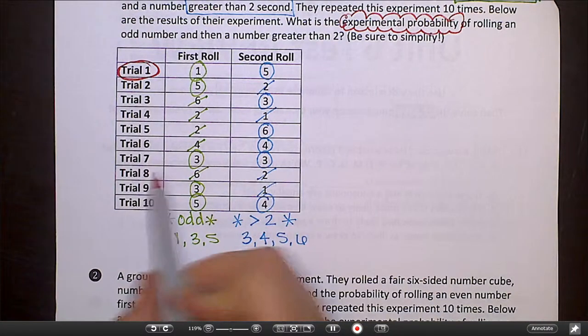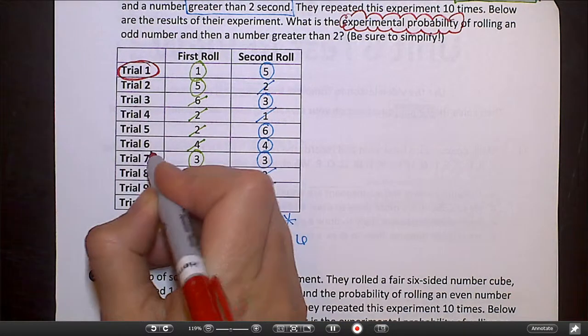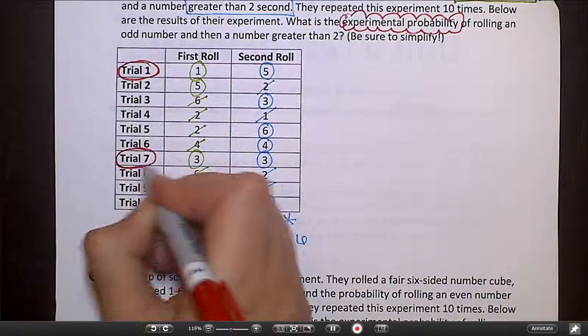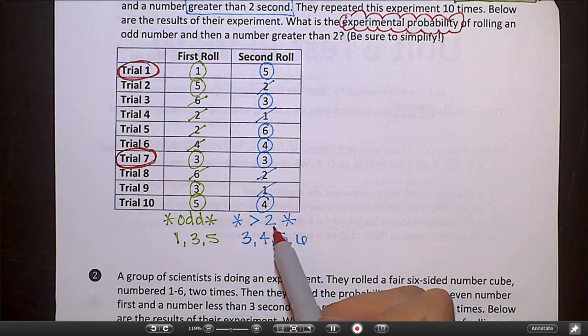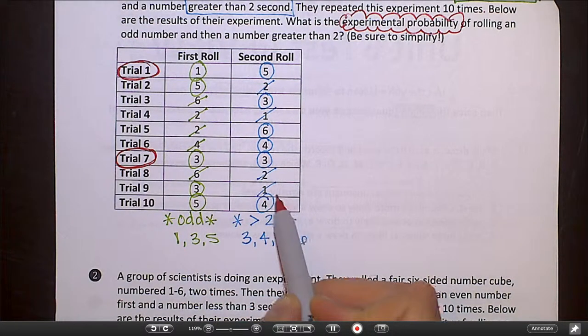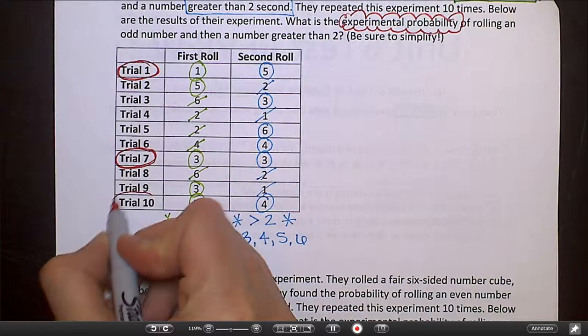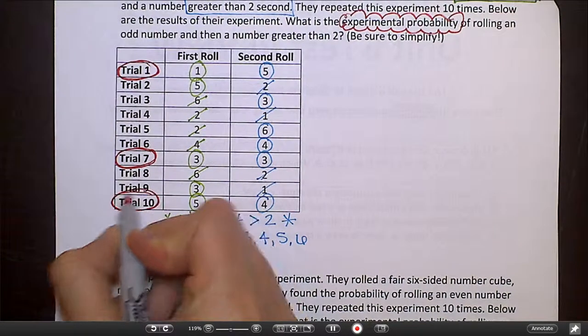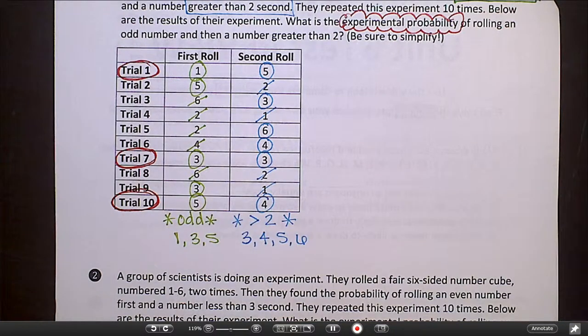Let's look at trial 7. I got an odd number, and then I got a number greater than 2, so I'm going to count trial 7. Trial 8 was not successful at all. Trial 9 started off successful, but then I didn't get a number greater than 2. And then trial 10 gave me an odd number and then a number greater than 2. So I'm counting 3 trials. Trial 1, trial 7, and trial 10 gave me both things that I wanted.